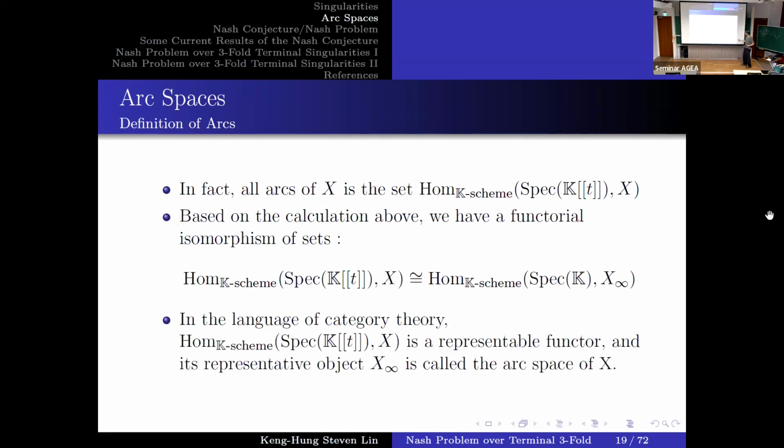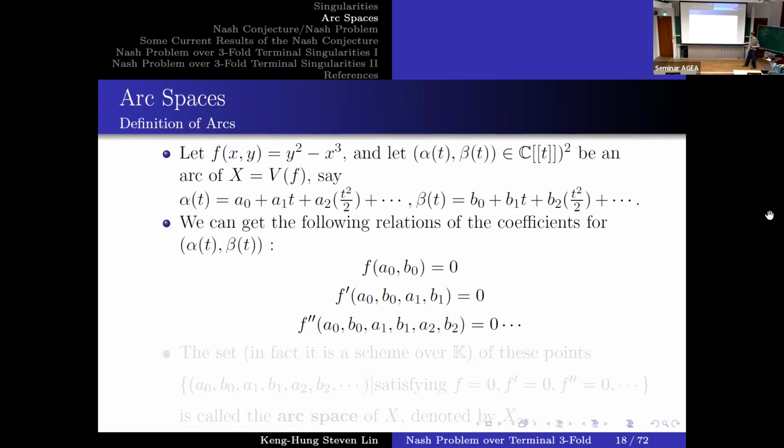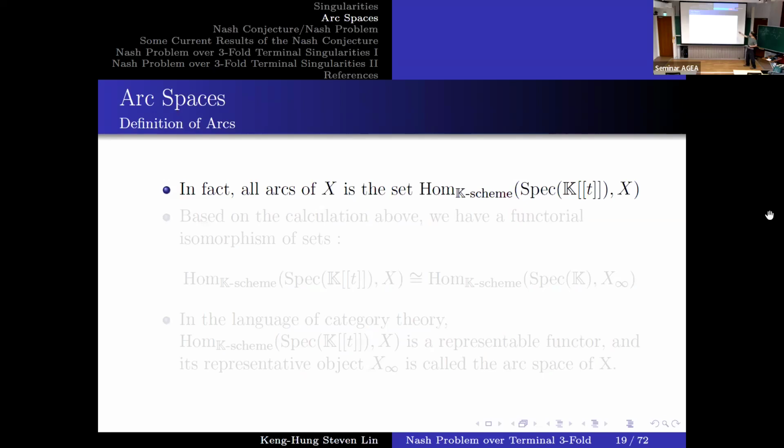Actually, if you run the argument, this object X infinity is actually the space I mentioned before. So this is this one. This object is actually the representative of such a functor, Spec K[[t]] to X.